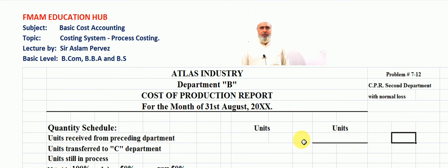This is the main slide. The heading is Atlas Industry Department B, cost of production report for the month of 31st August 2000. Students, let's move to the first section, the quantity schedule, in which we have to put the units which are coming from the preceding department A, which are 34,000 units here.